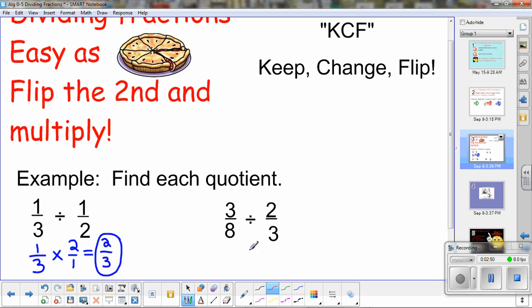3/8 divided by 2/3, keep, change, flip. 3/8, change, and flip to 3/2. Now in this one, there still isn't anything we can simplify ahead of time, so just multiply the numerators. 3 times 3 is 9. 8 times 2 is 16.